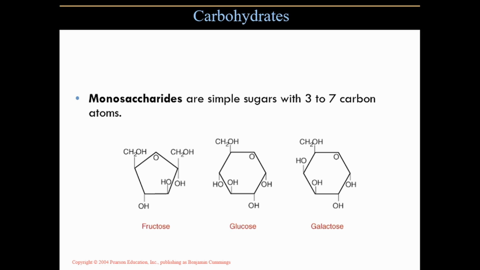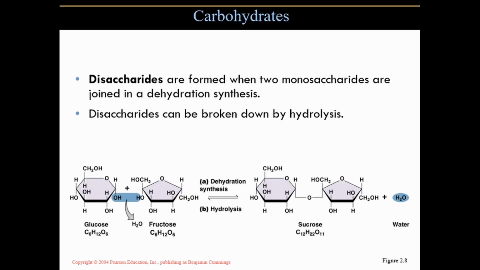Now, there are different categories of carbohydrates depending on how many parts or units there are. There are monosaccharides. Mono means one. So these are single unit simple sugars with 3 to 7 carbon atoms, like fructose, glucose, and galactose. They're single entities, so we would call them the monomers. Disaccharides, di means 2, and so now we have 2 monosaccharides joined together via dehydration synthesis. And of course, disaccharides can be broken down into monosaccharides by hydrolysis.